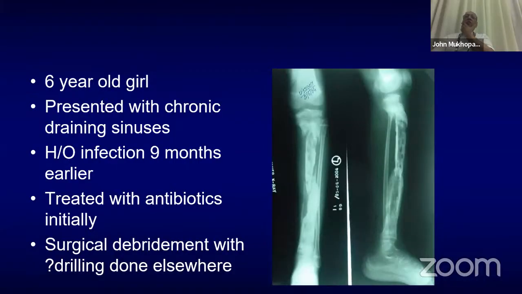Okay, so I've got two cases. One is a relatively short one, although it does show you some of the problems you can have. This is a 6-year-old child who presented with chronic discharging sinuses. She had a history of infection 9 months earlier, where she was treated with antibiotics early and then followed by drainage and drilling. You can see the number of drill holes in this sequestrated fragment here. This is what she came to us with, and so obviously the plan was to remove the sequestrum and debride, and we did that.